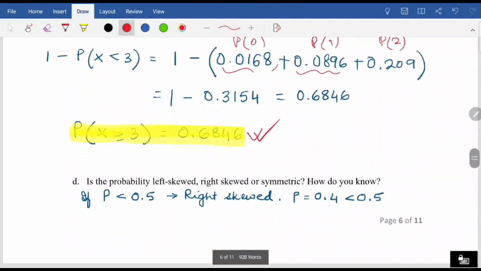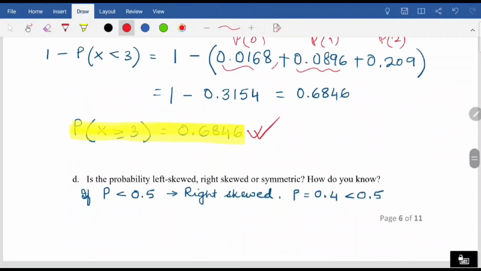All right. Now part D is asking, is the probability left skewed, right skewed, or symmetric? It's a very simple rule. If the probability is less than 0.5, it's right skewed. You have to give this explanation. How do you know? If you do not give this explanation, then you are not going to get the full points for this answer. All right? It might as well be guesswork. We are testing your knowledge, your understanding of this concept.